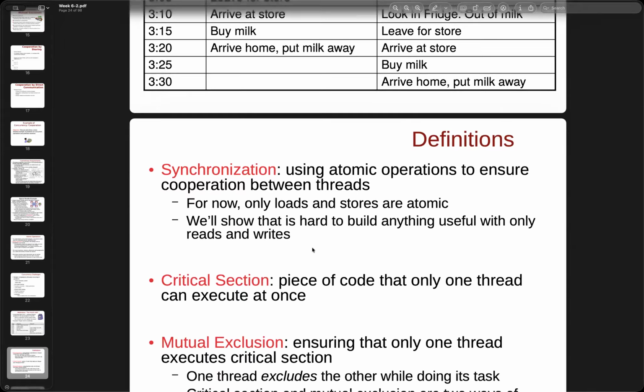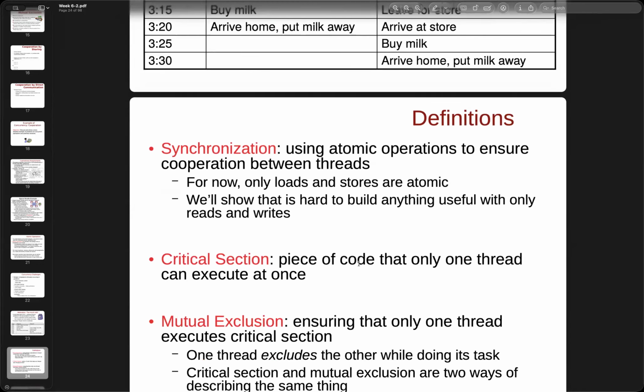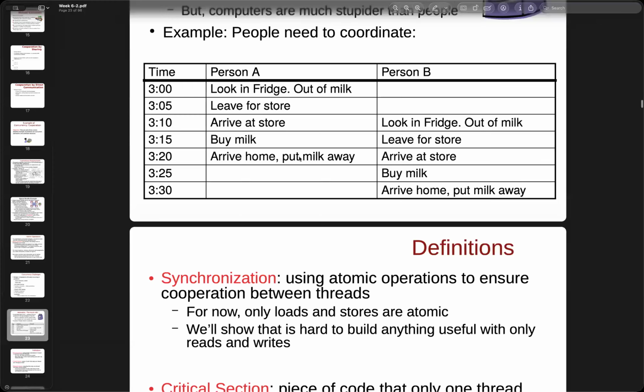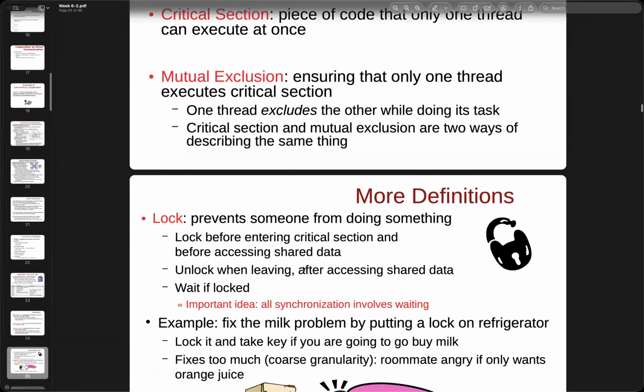What is a critical section? What would be the critical section here that we cannot interrupt? It is the piece of code that only one thread can execute at once. Also, mutual exclusion: how can we ensure only one thread executes the critical section, while the others wait? Critical section and mutual exclusion are two ways of describing the same thing.